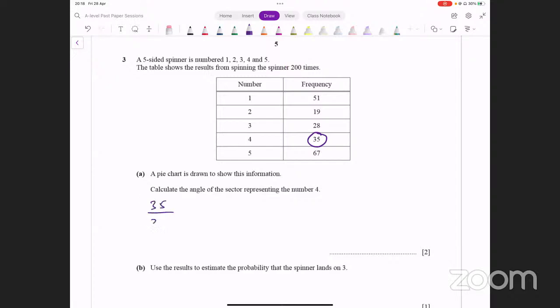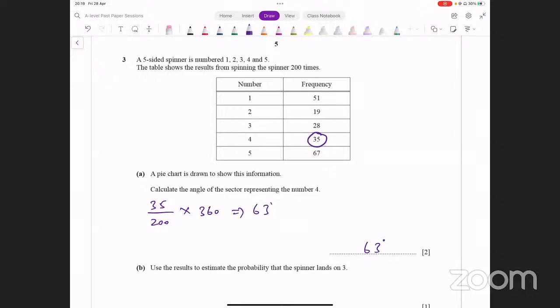35 out of 200, right? That's the fraction that we have for this frequency. 35 over 200, 200 में से 35, इसको multiply कर दें 360 के साथ, and that's going to give you the angle that you have here. 35 over 200 into 360. ठीक है, that gives you 63. Angle जो यहाँ पे होना चाहिए, that should be 63 degrees.